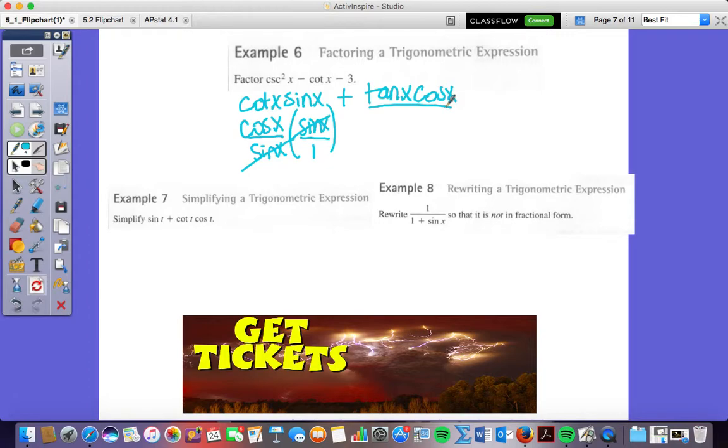Y'all get the next one? 2a. Yes, pull out that tangent. Does it say factor? Yeah, so those ones you're factoring. When it says factor, you can simply pull out what's in common and proceed from there.